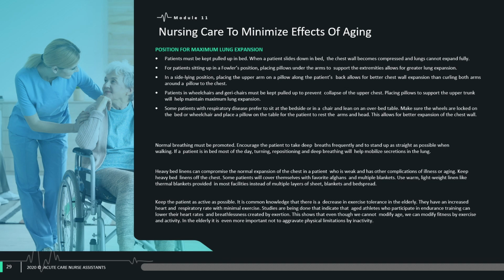It is common knowledge that there is a decrease in exercise tolerance in the elderly. They have increased heart and respiratory rates with minimal exercise. Studies are being done that indicate that aged athletes who participate in endurance training can lower their heart rates and breathlessness created by exertion. This shows that even though we cannot modify age, we can modify fitness by exercise and activity. In the elderly, it is more important not to aggravate physical limitations by inactivity.